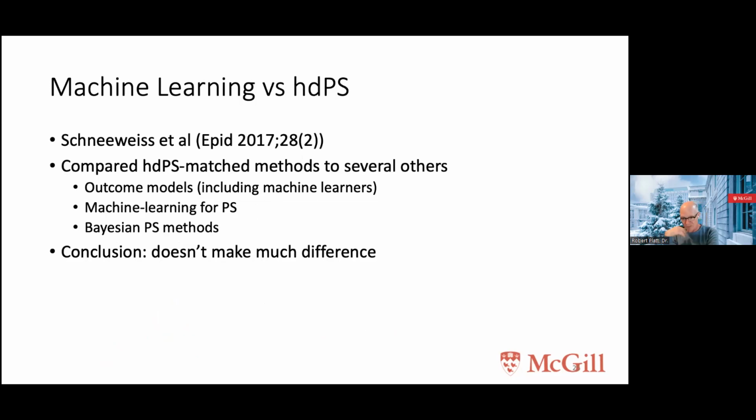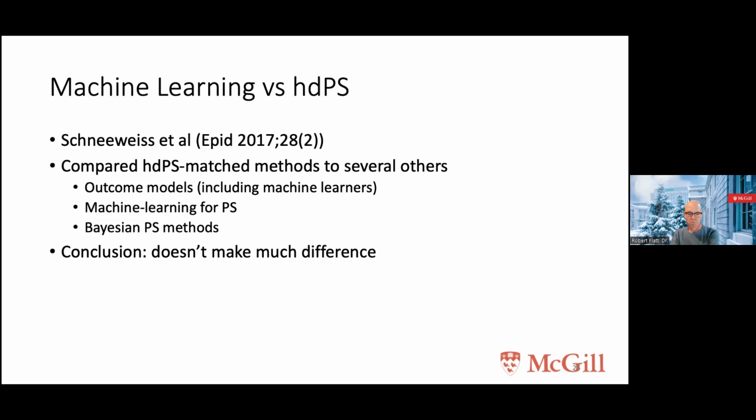So Schneeweiss and colleagues compared HDPS matched methods to several others. They tried outcome models, they tried machine learning for the outcome, they tried machine learning for the propensity score, they tried Bayesian propensity scores. They tried as many as they could, a bunch of different methods that they could get their hands on. And their conclusion was it didn't make much difference. And I'll show you one of their results.